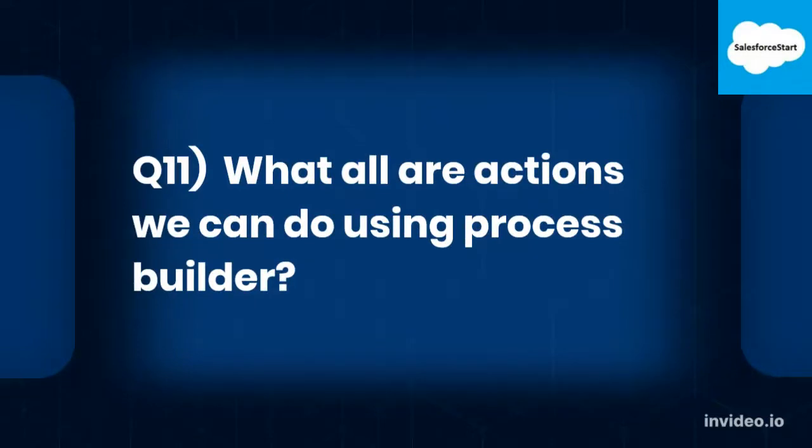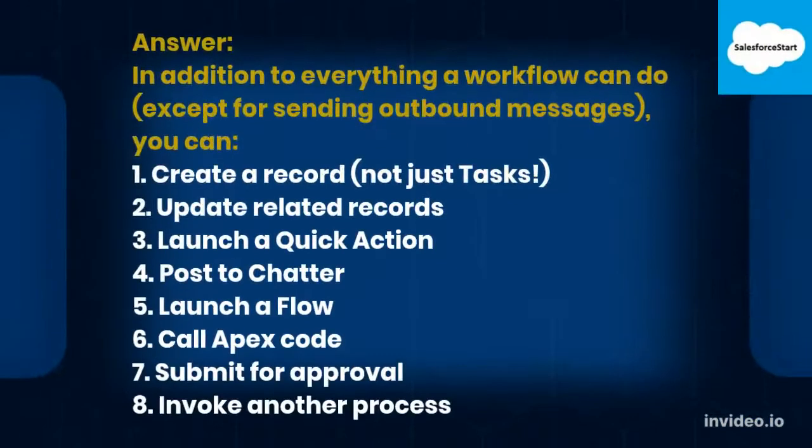Q11. What all are actions we can do using Process Builder? Answer. In addition to everything a workflow can do, except for sending outbound messages, you can: 1. Create a record, not just tasks. 2. Update related records. 3. Launch a quick action. 4. Post to Chatter. 5. Launch a flow. 6. Call Apex code. 7. Submit for approval. 8. Invoke another process.